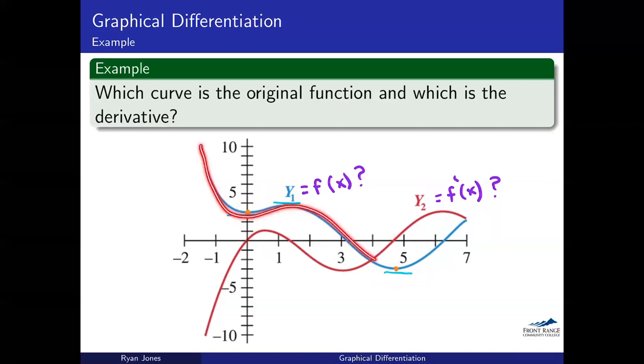If you were to trace this blue function out and look at the slope being negative, 0, positive, 0, negative, and so on, you would recognize that the values of the red graph are negative, right? They're below the axis. They're positive in this region. They're negative in this region right here, and so on and so forth. And so that's an example of being able to guess which function is which.